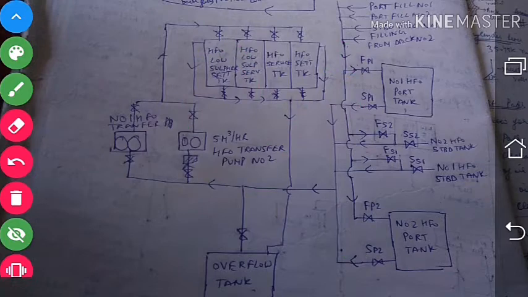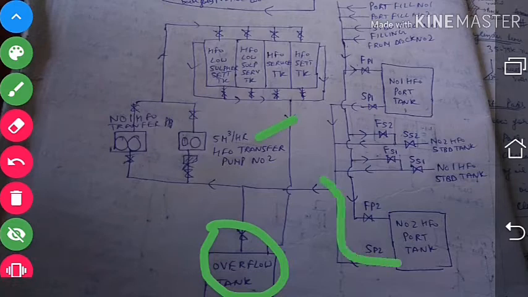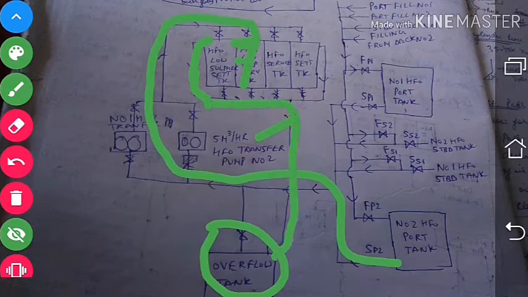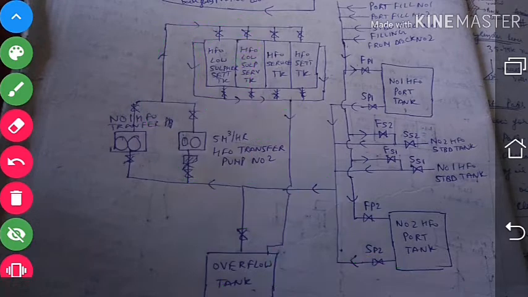So you can see here it is an overflow tank. Let's suppose you have started the pump and you have forgotten to stop the pump. Then all your oil will go and fill the settling tank. It will be here, then here, then it will fill and the tank will overflow. The overflowed oil will come from here to the overflow tank. So if the tank is full, then it will overflow and come to the overflow tank.